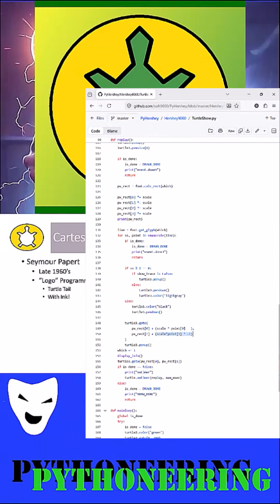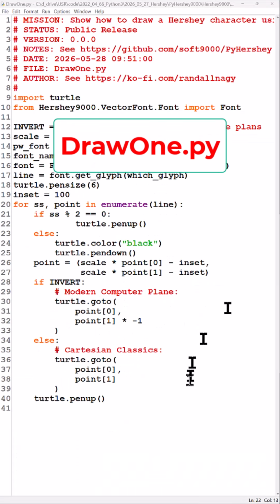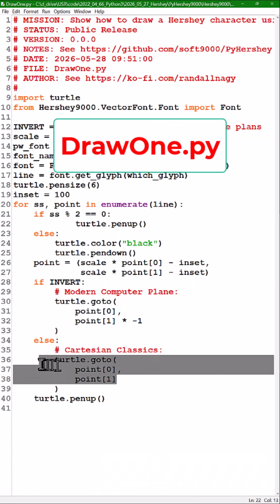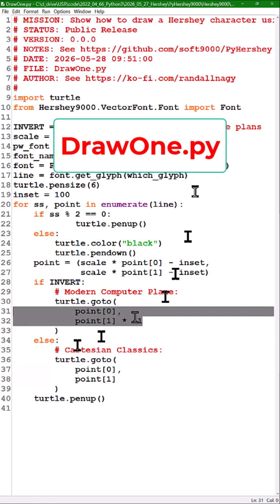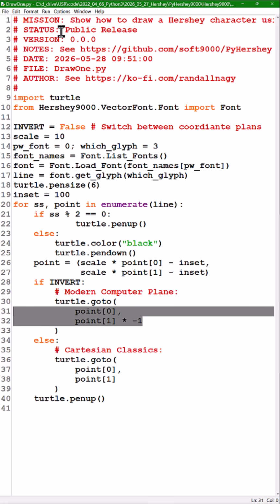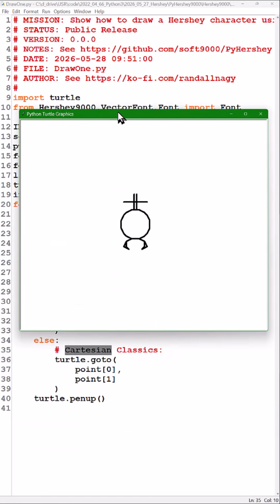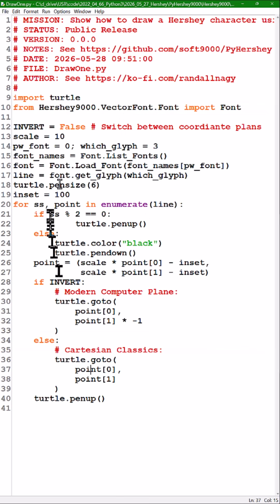So the first thing to learn whenever you're doing graphics and switching between the planes is whenever you see things turned upside down, you probably simply have to invert our points. So when we have a Cartesian plane, things draw as you'd expect. And more importantly, when you have the computer plane, things don't get turned upside down.